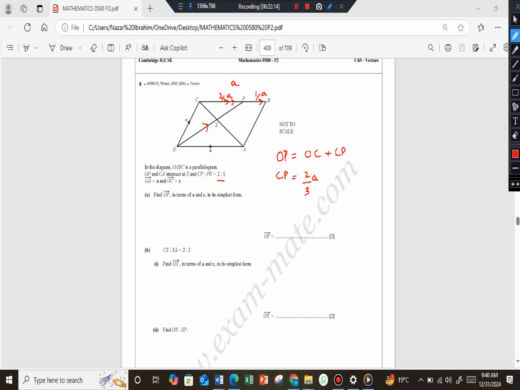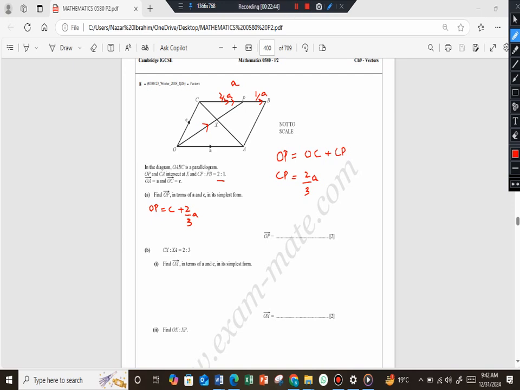Now just putting the values. OP is equal to OC, which is C, plus CP, which is 2 upon 3A. Clear? So that is the position vector of P, OP. It's C plus 2 upon 3A. Clear?